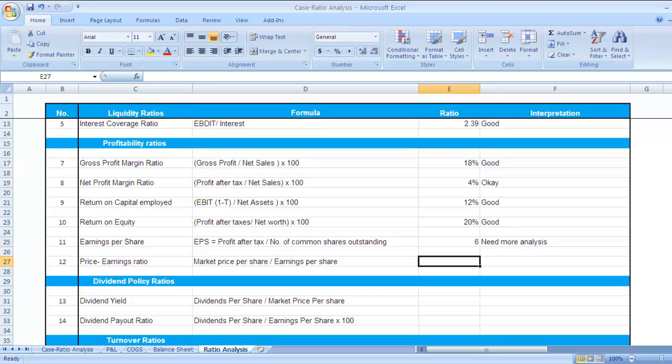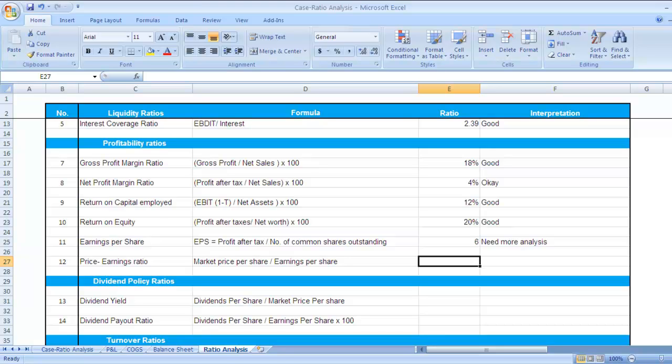Then check the price earnings ratio, or P by E ratio. We have seen in the presentation how to calculate the PE ratio and the importance of the price earnings ratio. So price earnings ratio is calculated as market price per share divided by earnings per share.